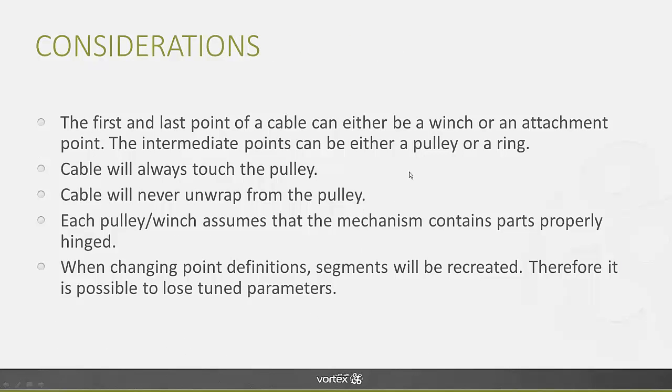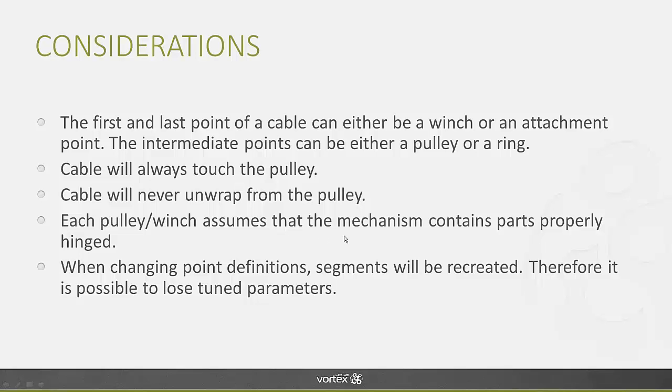The first and last point of a cable will either be a winch or an attachment point. The intermediate points can either be a pulley or ring. This is set by the computer. If you try, for example, to put a pulley at the end of a cable, you will get a warning message. The cable will always touch the pulley. The cable will never unwrap from a pulley. If your simulation needs the cable to unwrap from a pulley for whatever reason, then that pulley cannot be part of the cable system. We'll use waypoints to have the cable pass through the pulley later on.